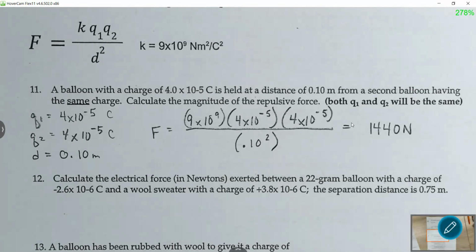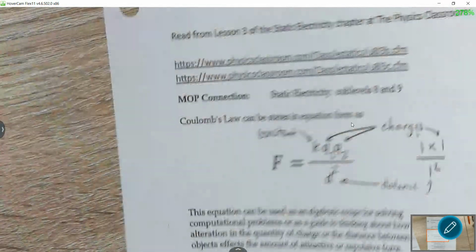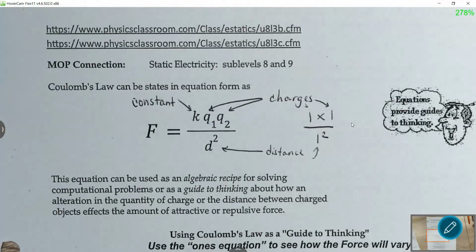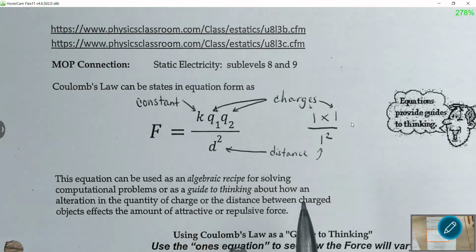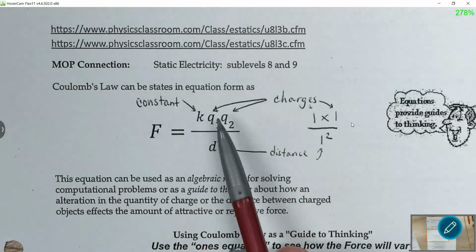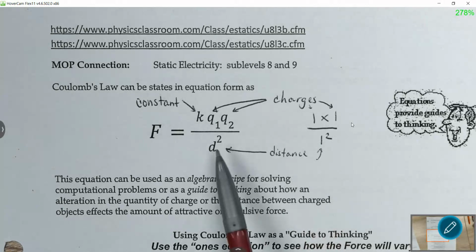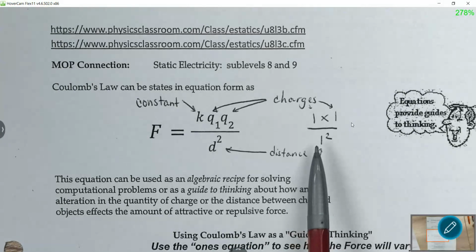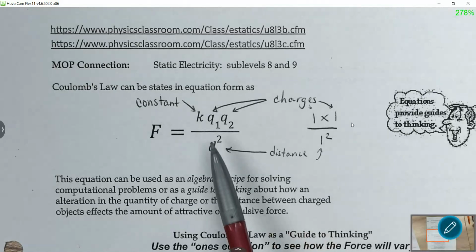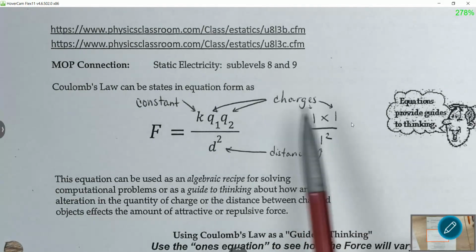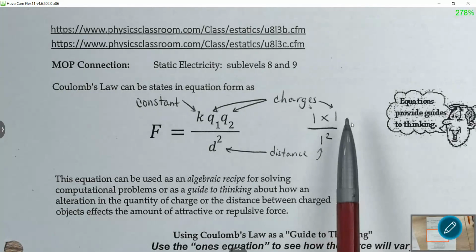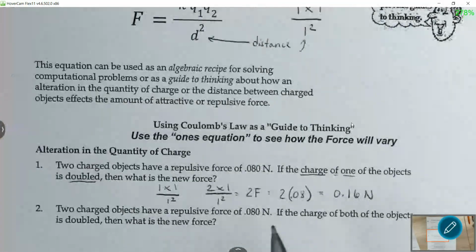You will have a problem or two like that on your test, but you will have more problems like these here, proportionality type problems. Since k is a constant that does not change, we are going to ignore it in the proportionality portions. So q1 and q2 are your charges. They go on top, represented by the number 1. And the distance between them squared, we're going to make the distance a 1 as well, and it's squared because that is what we do. So it's the product of the charges divided by the distance between them squared.